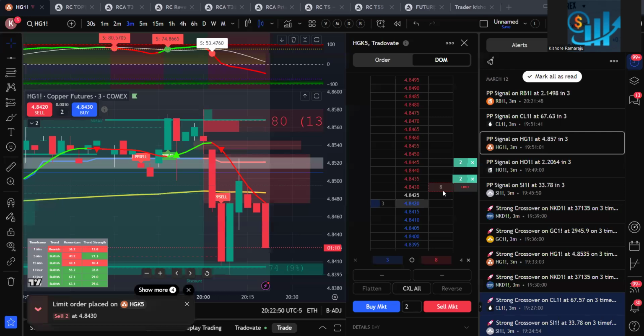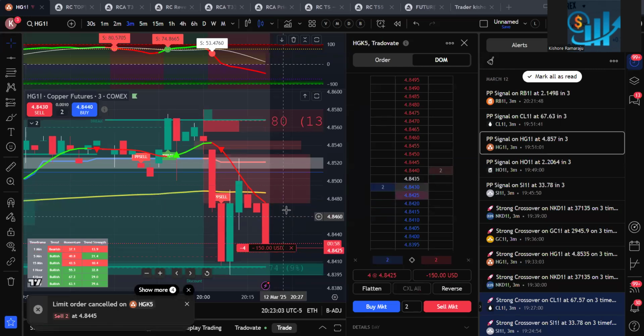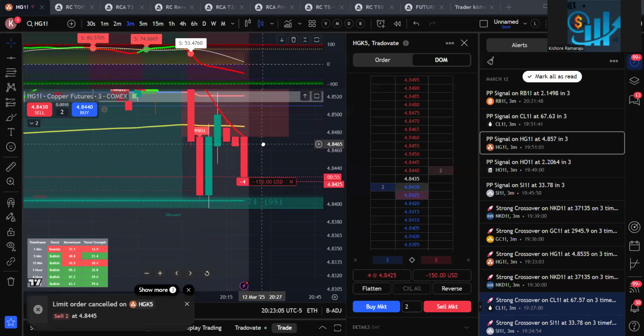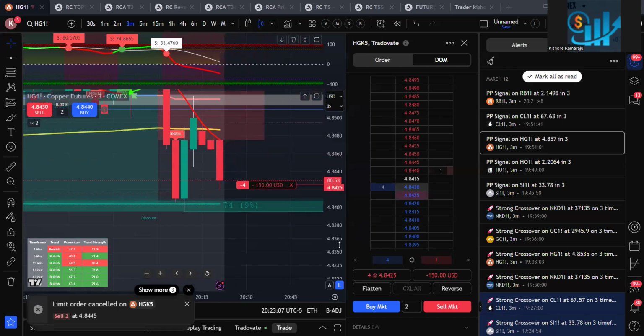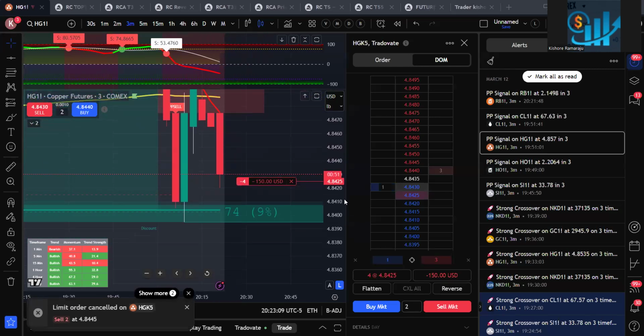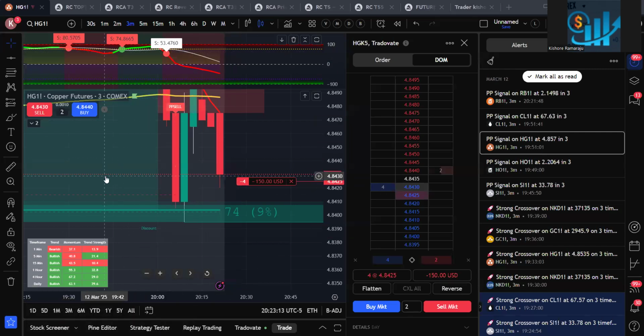Copper, I'm adding one more time. I'm trying to short it because there is a lot of gap here. The momentum is bearish, so it should come all the way down.